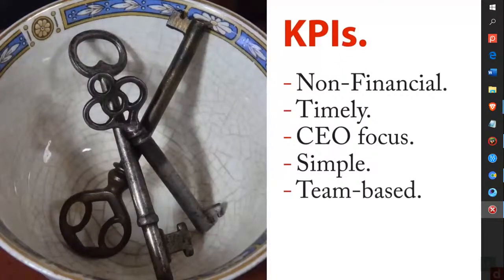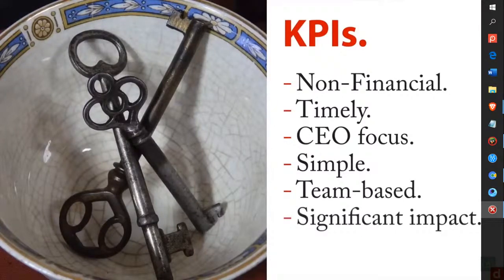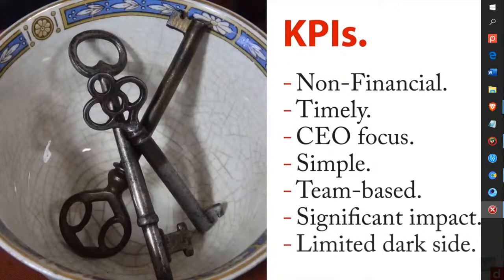They should have significant impact. What that really means is they should affect more than one important outcome. So you can do profitability and market reach, or improved manufacturing time and fewer defects. And finally, an ideal KPI has a limited dark side. That means there are fewer possibilities for reinforcing the wrong behaviors and rewarding people for exploiting the system.